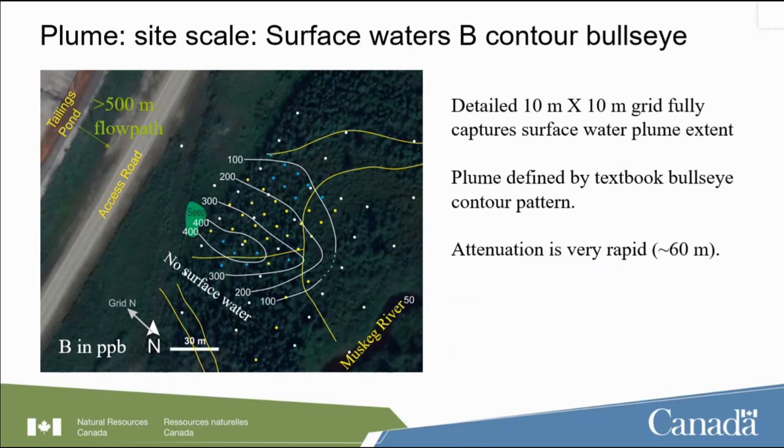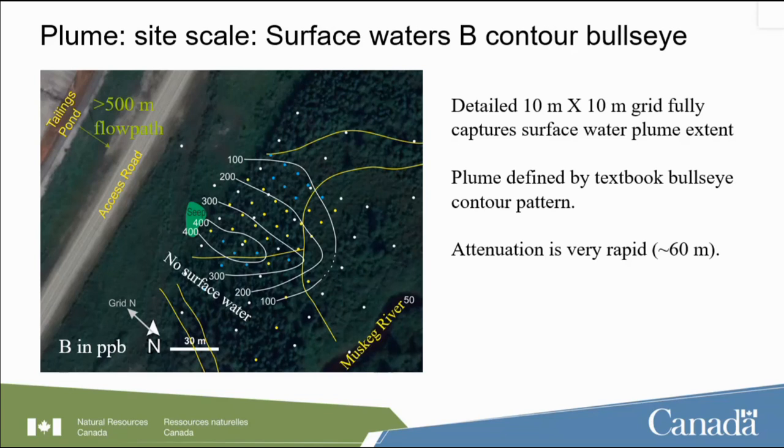So here's 30 meters, really coming down to site scale. Here's a tailings pond, and here's a seep. This is stuff I've shown before. Here's a whole bunch of sampling sites, and these are boron concentration contours that show a nice plume coming out of that seep. There's no doubt this is a tailings pond, what's called OSPW, oil sands process water, leaking out of that tailings pond.